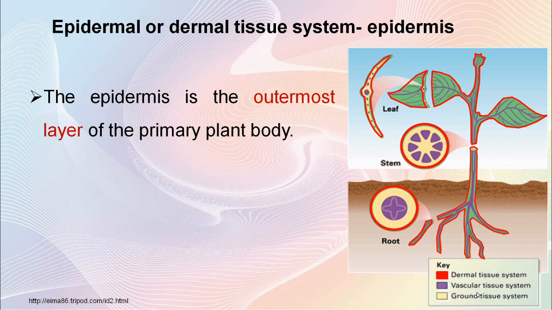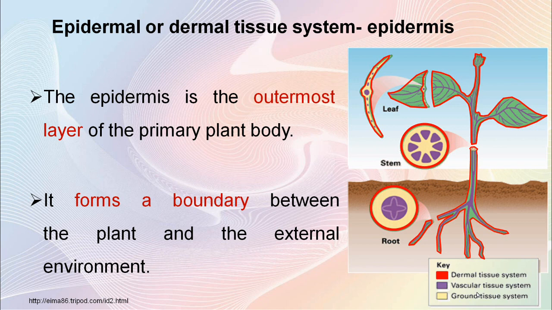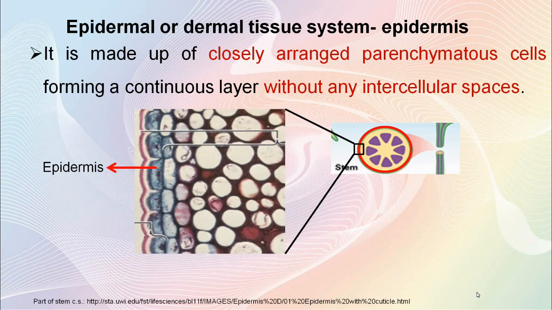The epidermis forms the outermost layer of the primary plant body. It forms a boundary between the plant and the external environment. Epidermis protects the plant from pathogens and mechanical injury. It is made up of closely arranged living parenchymatous cells constituting a continuous layer without any intercellular spaces. The epidermal cells are more or less tabular, which means horizontally elongated in a cross-sectional view. They have a small amount of protoplasm and a large central vacuole.